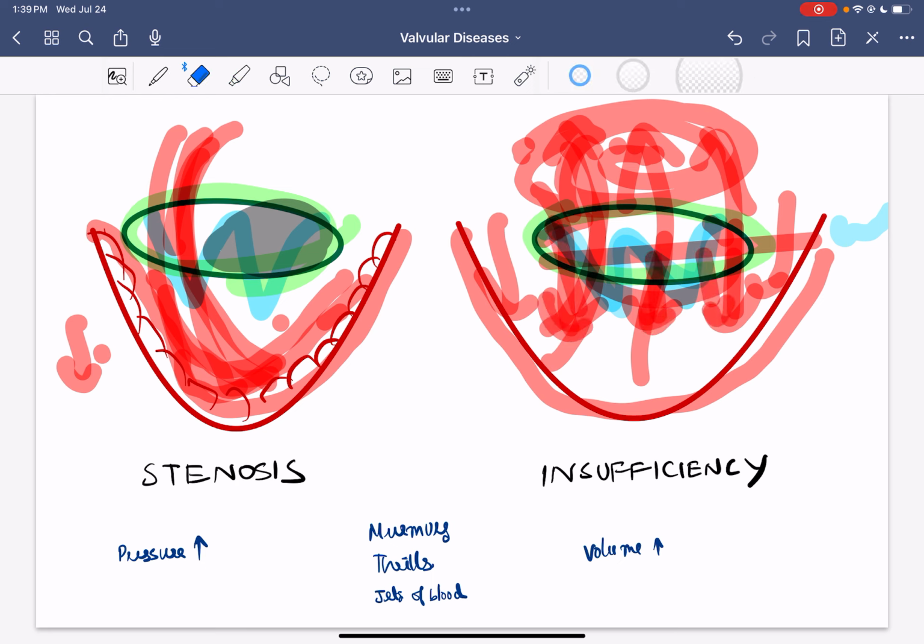That is called insufficiency, and that is mainly due to the leaky blood returning to the chamber, which is your increase in volume of blood. So remember, stenosis is due to increase in pressure, insufficiency is due to increase in volume.